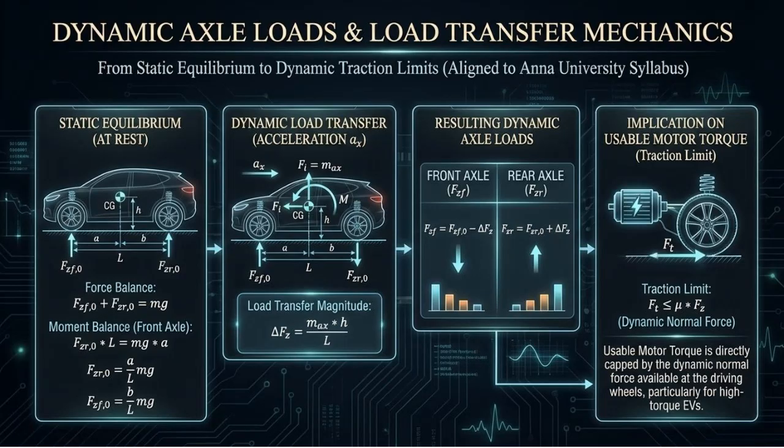We start from static equilibrium on a wheelbase L, with the center of gravity located a from the front axle and b from the rear. When the vehicle accelerates with longitudinal acceleration a_x, an inertial force m times a_x acts at the CG height h, creating a pitching moment. Dividing this moment by the wheelbase gives the load transfer delta Fz equals m times a_x times h over L. This load is removed from the front axle and added to the rear axle. The result directly limits usable motor torque because available traction depends on normal load.